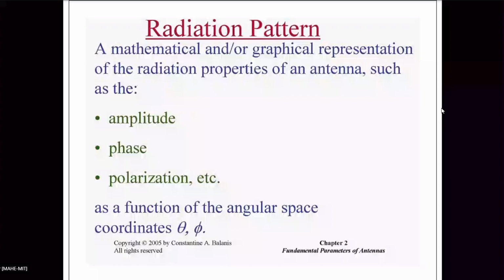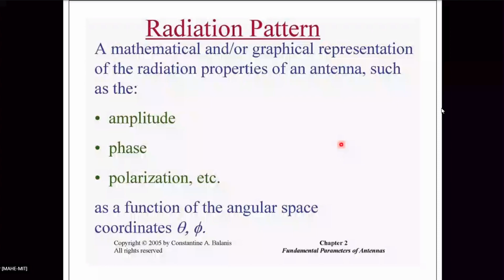So radiation pattern is a mathematical or graphical representation of radiation properties of an antenna, such as amplitude. Now, what could be the amplitude? Amplitude could be the electric field amplitude or the magnetic field amplitude. Electric field or magnetic field is a vector. It has a magnitude and a phase. If you plot the amplitude, you have the amplitude pattern. If you plot the phase as a function of theta and phi, you get the phase pattern.